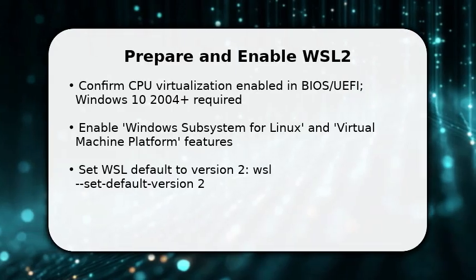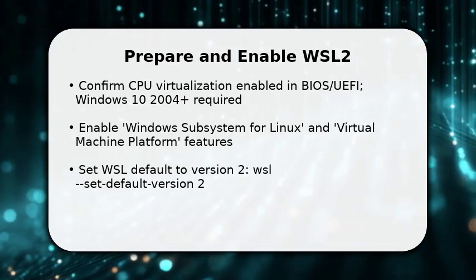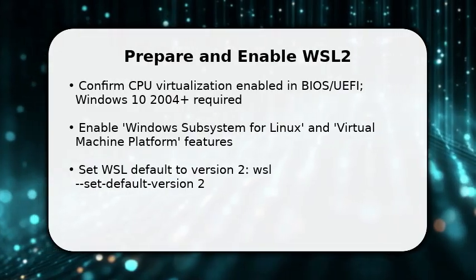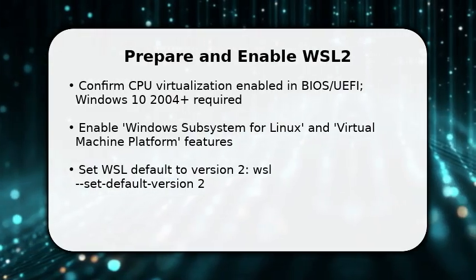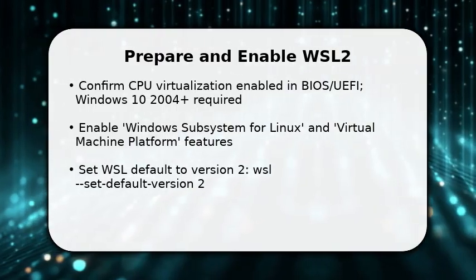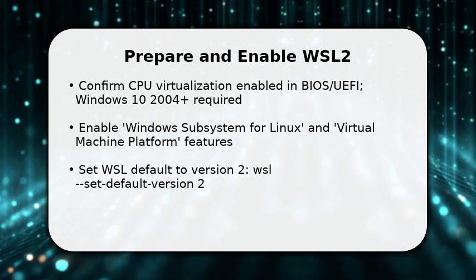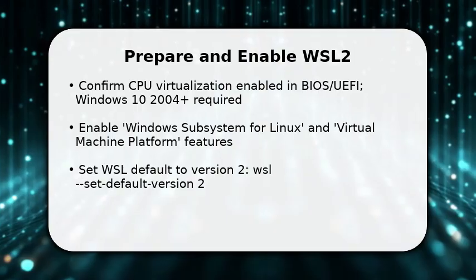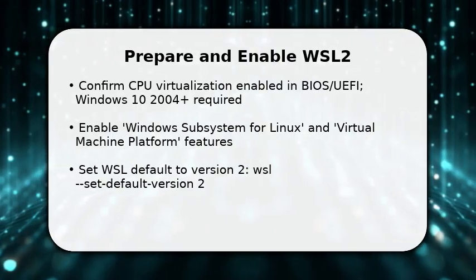You run DISM.exe /online /enable-feature /featurename:Microsoft-Windows-Subsystem-Linux /all and VirtualMachinePlatform, then reboot. After restart, set WSL2 as default with wsl --set-default-version 2, so any distro you install uses the faster, full Linux kernel for better performance.